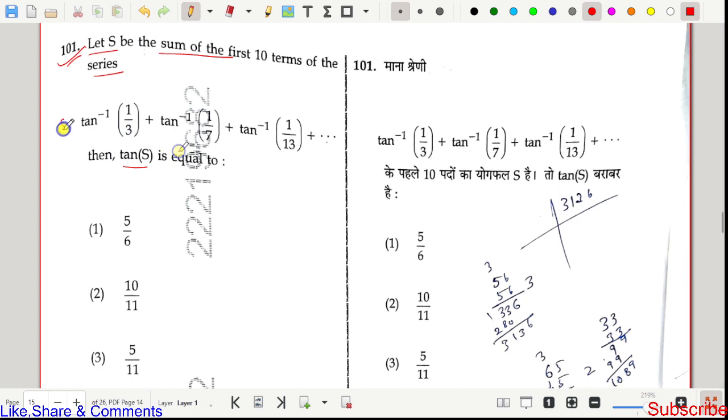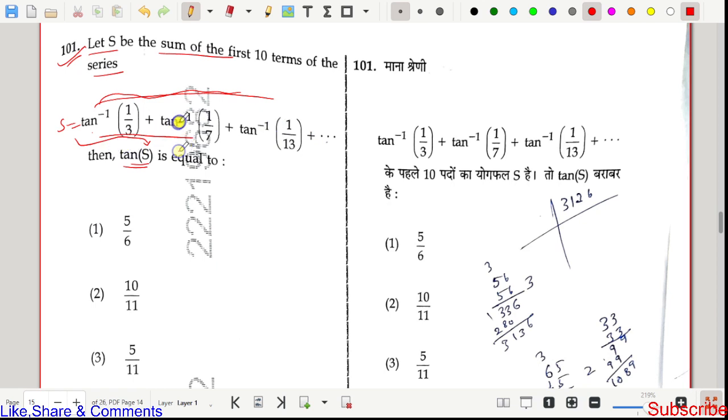So S is the sum of the first terms of this series. First of all, we need to find the value of S. Then we have to put this value of S into tan and find tan of S. Just look at the series. By seeing this kind of series, there's no specific rule or formula we can apply here, so we have to think out of the box.